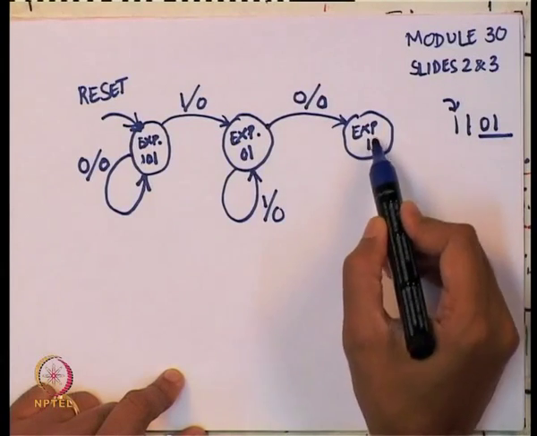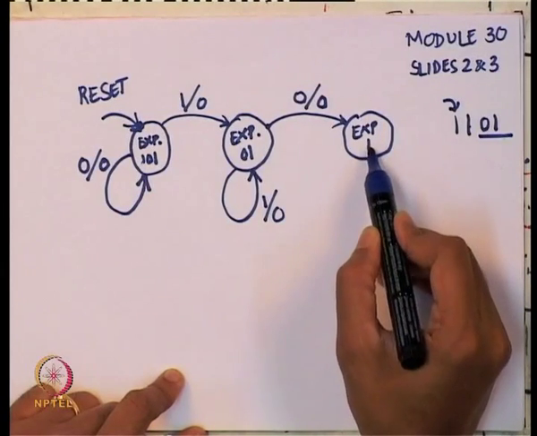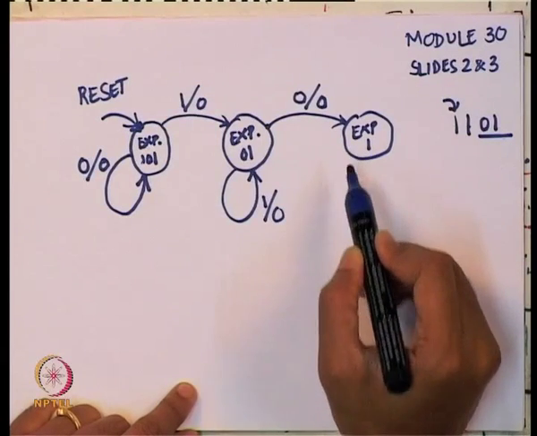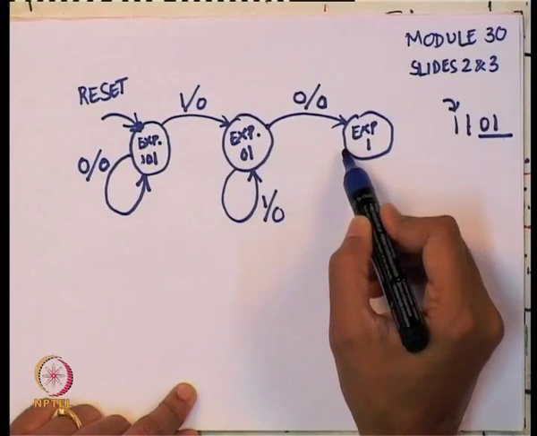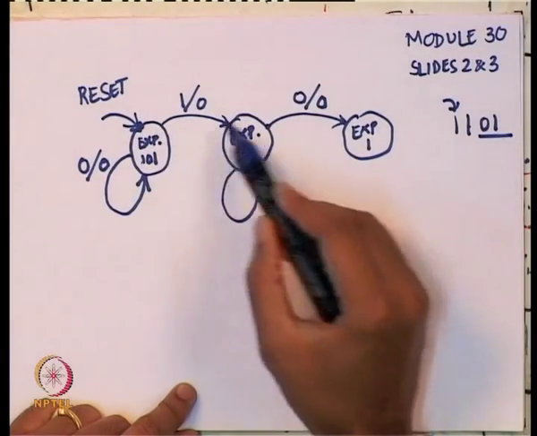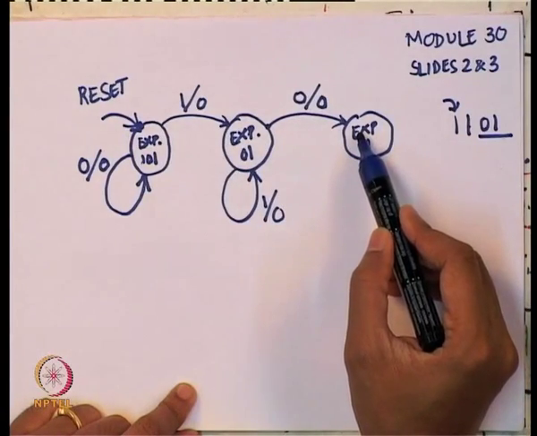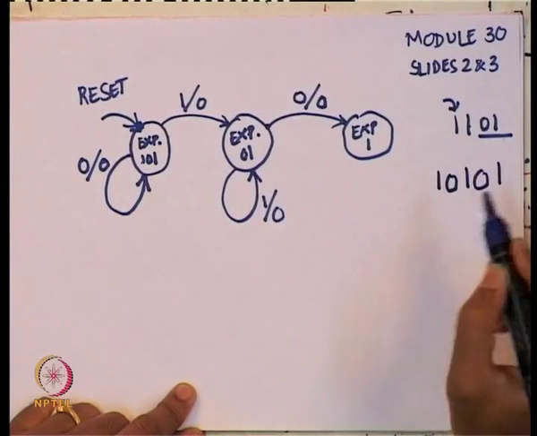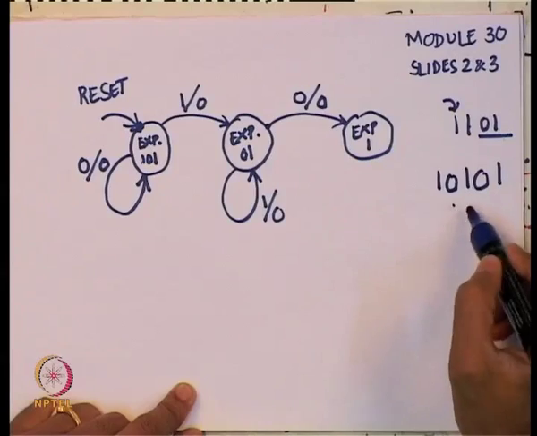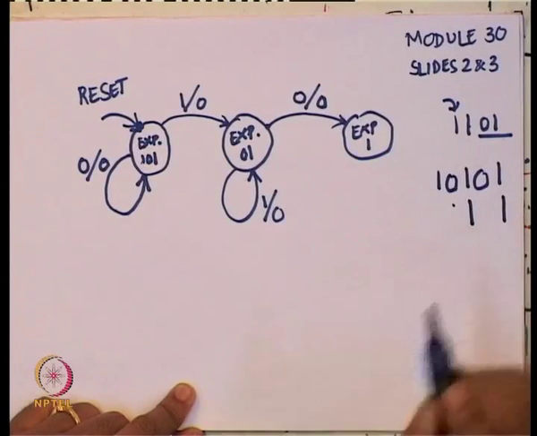And now let us see, I have come to this state, and in this state again there are two choices, so I could get a 1 or I could get a 0. So if I get a 1, let us see what happens. So I have a 1, 0, and if it is a 1, I want to be allowing cases like these: 10101.